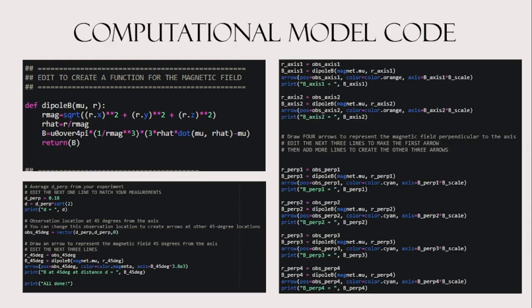Here for my computational model, we can see I started by creating a function for the magnetic field for the dipole approximation, and then over here I created 2 arrows on axis representing the magnetic field at a certain distance, and then here we have 4 different off-axis or perpendicular arrows representing the magnetic field at those locations, and then we have 1 magnetic field arrow to represent that at a 45-degree angle.